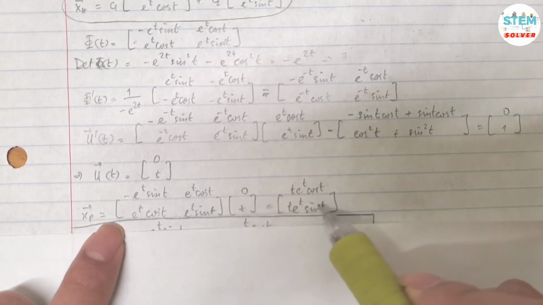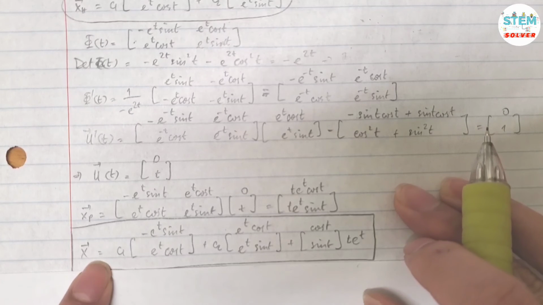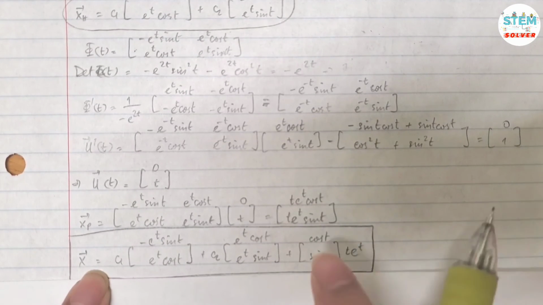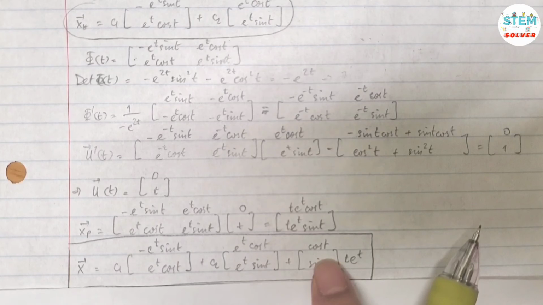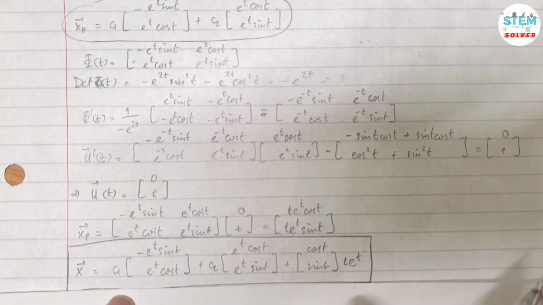Multiply these together, it gives you this matrix, and your final answer is equal to the homogeneous part plus the non-homogeneous part, which is this one. Let me put it down so that you can see both the homogeneous and non-homogeneous parts.